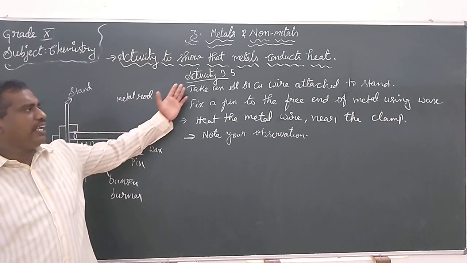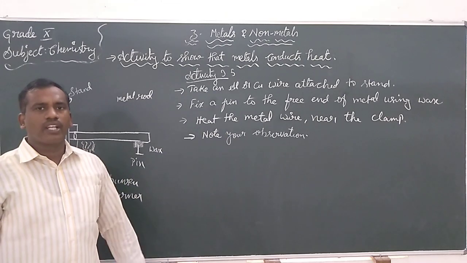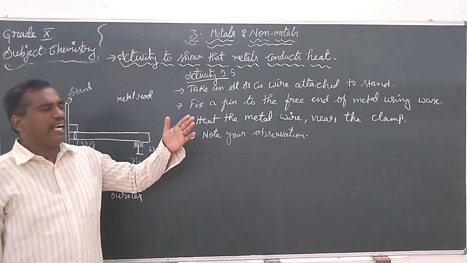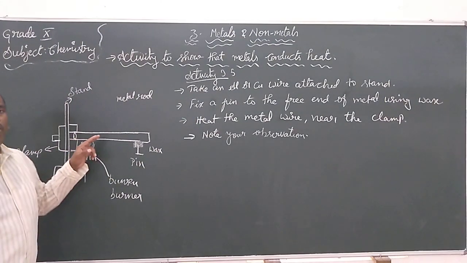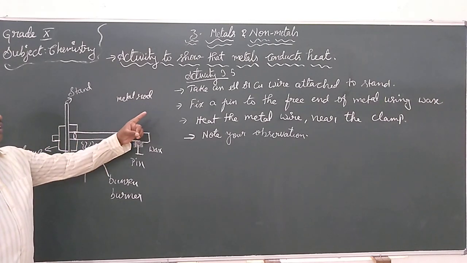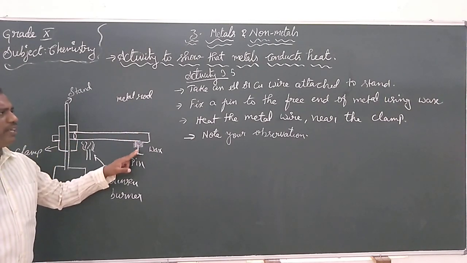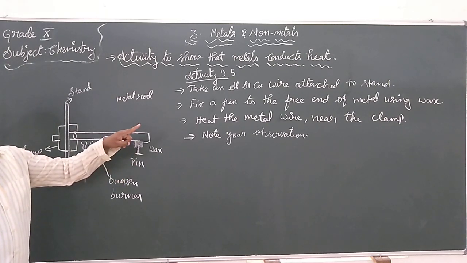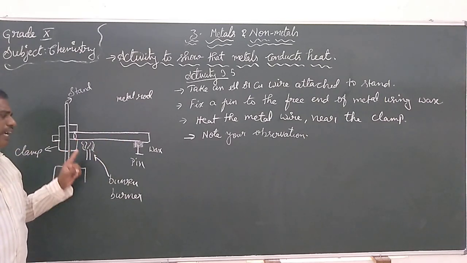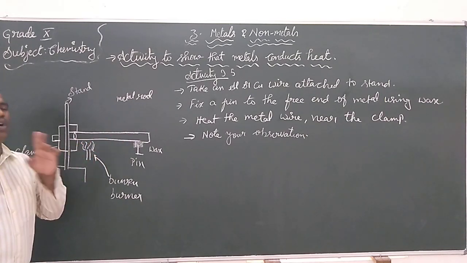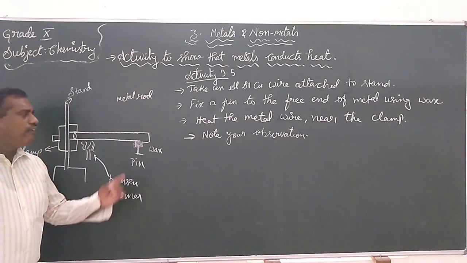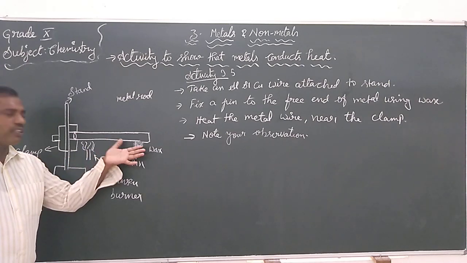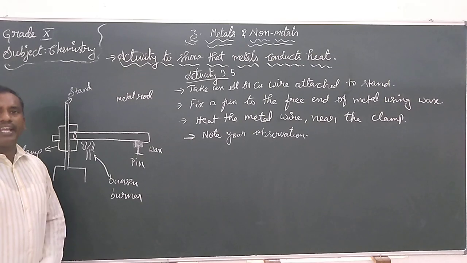Now the same activity we are taking in this form of words. Take an aluminum or copper wire attached to a stand. Fix a pin to the free end of the metal using wax. Here we had the wax. Here we had the pin. Heat the metal wire near the clamp. Note your observation. What did you observe? Wax was melted. Metal was not melted, and the pin fell down because the metal is conducting the heat.